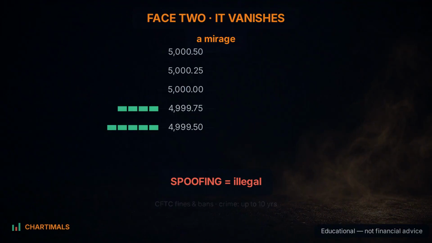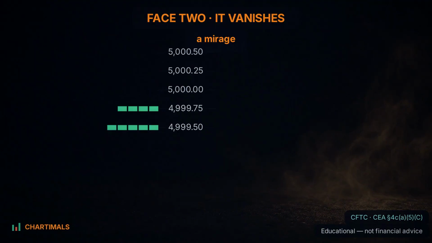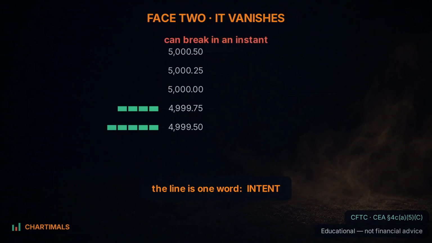The futures regulator, the CFTC, can come after it with fines and trading bans. And when it's charged as an actual crime, the law allows for up to 10 years in prison. That 10 years is the ceiling, not a typical outcome. The line between an honest cancel and a spoof is one word: intent. Either way, on your screen the lesson is the same. A wall you can't trust can break in an instant.